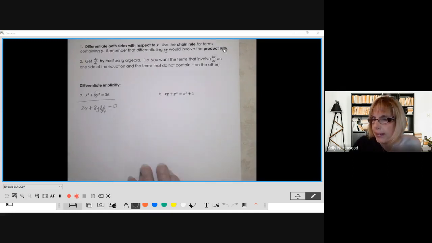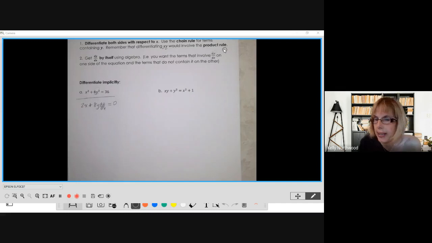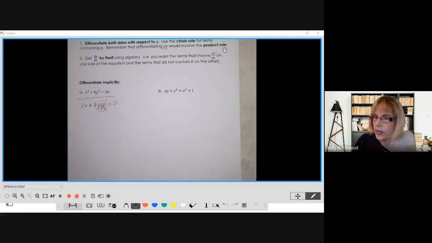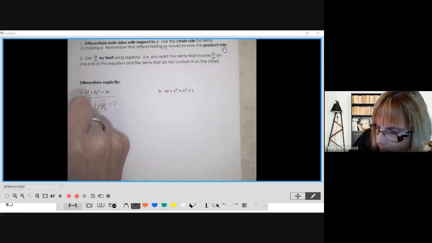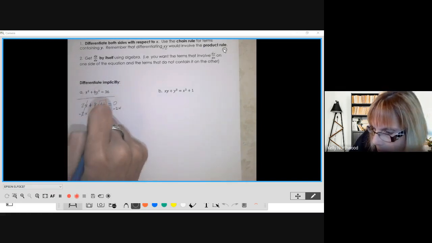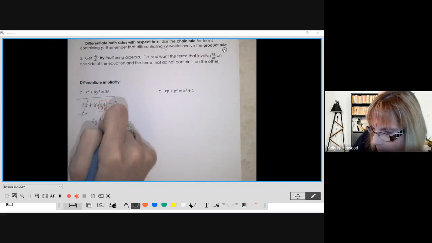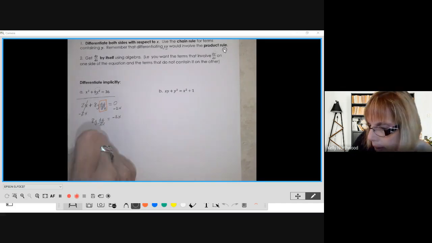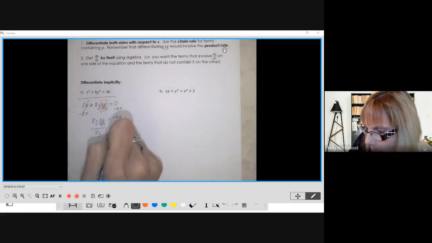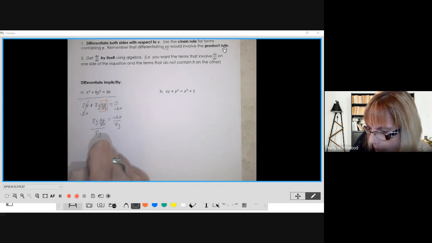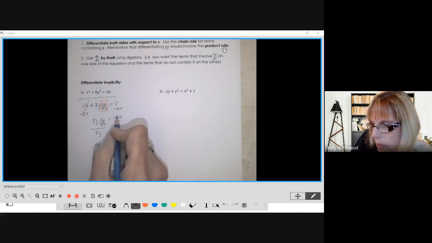So now I've got it all derived. I just want to get dy by dx by itself using algebra. So to do that, I'm going to first subtract 2x on both sides. Then divide both sides by 8y. So we get dy by dx is, you can reduce the 2 and the 8.